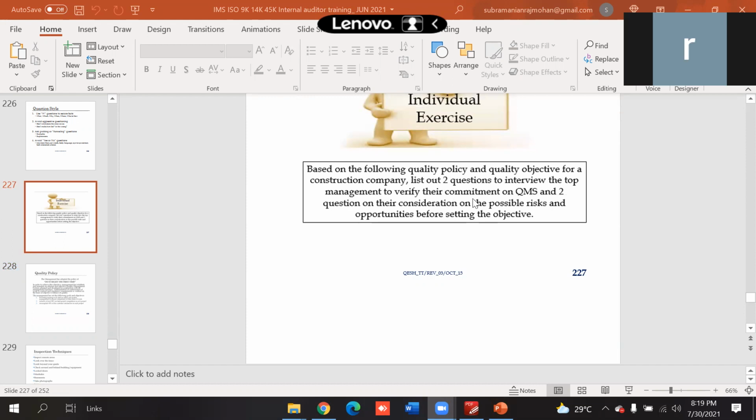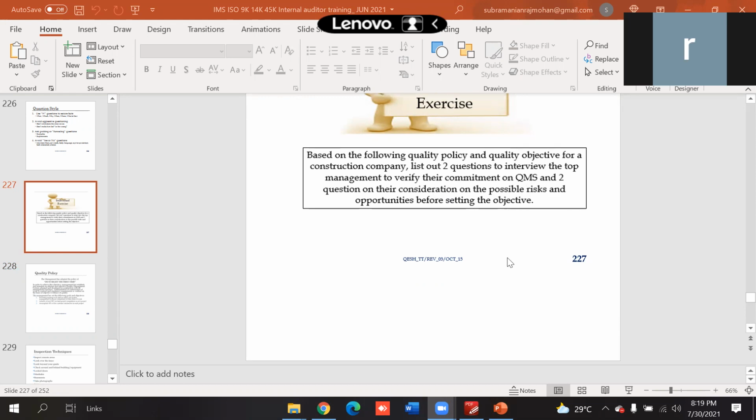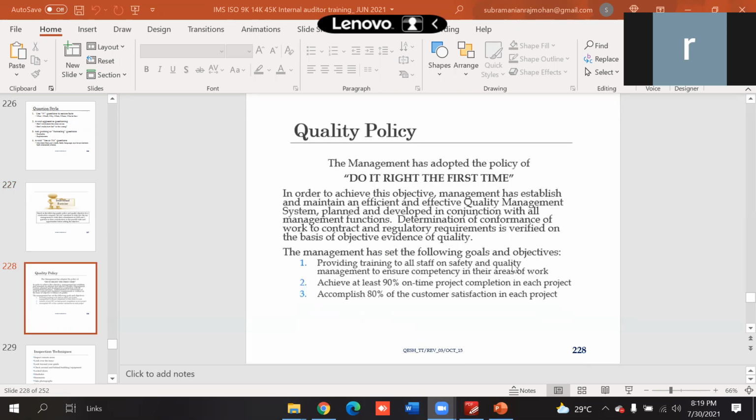So 2 questions for top management to verify the commitment, and 2 questions for the possible risk and opportunity before setting an objective. Based on your time completion, let's say it is done, there is opportunity. Maybe you achieve completion 90%, but when you check the records of most of the projects, they completed 100%. That means the company results are very good. It's an opportunity; they can get more projects.